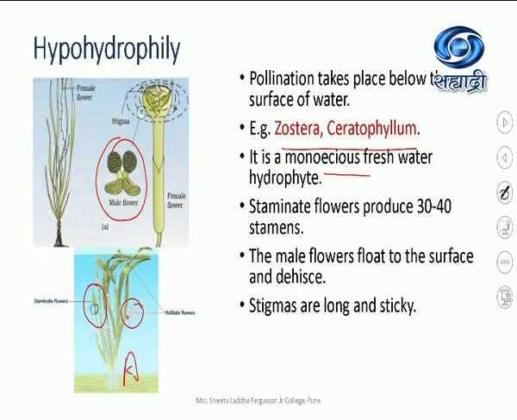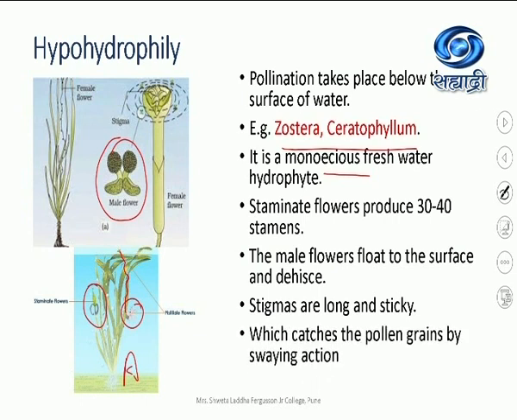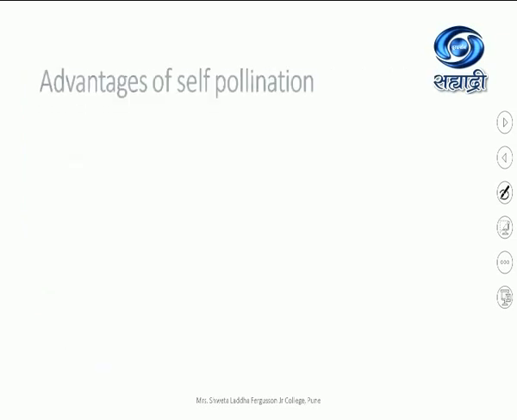Stigmas are long and sticky. Look at this picture. You can see this is the stigma which is long and sticky. They will catch the pollen grain by swaying action. They sway in the water like this, catch the pollen grain and bring it down under the water, and pollination and fertilization will take place under the water. So it is hypohydrophily. I have completed epihydrophily as well as hypohydrophily.